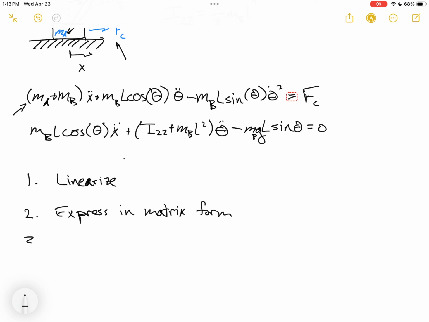And once we do that, expressing it in matrix form will be a step towards expressing the same set of differential equations in state space, and that'll allow us to develop a controller for this system so that we can choose a value of Fc that allows the pendulum to stay upright.